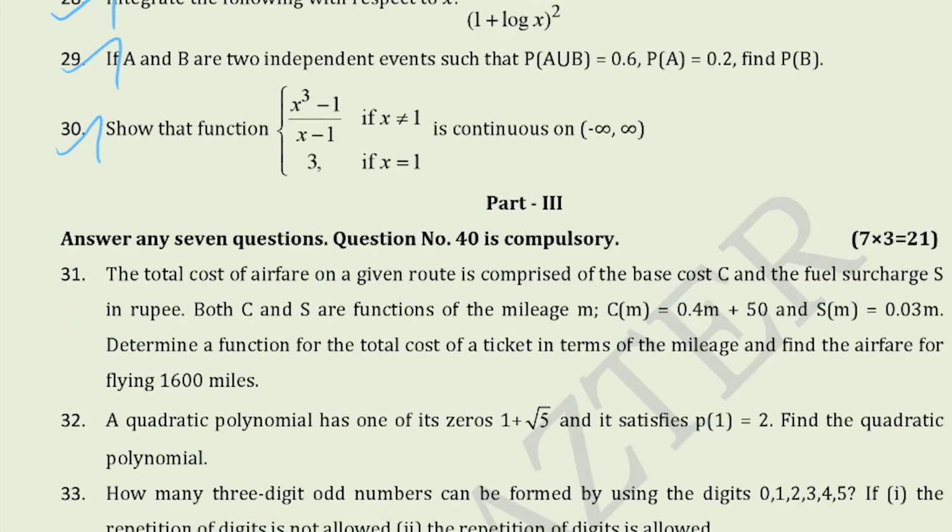Next, part 3, the 3 mark question section. Totally 10 questions are given. We can attend any 7, and question number 40 is compulsory. Question number 31 is a step problem, and 32: a quadratic polynomial has one of its zeros 1 plus root 5 and satisfies p of 1 equal to 2, then find the quadratic polynomial.